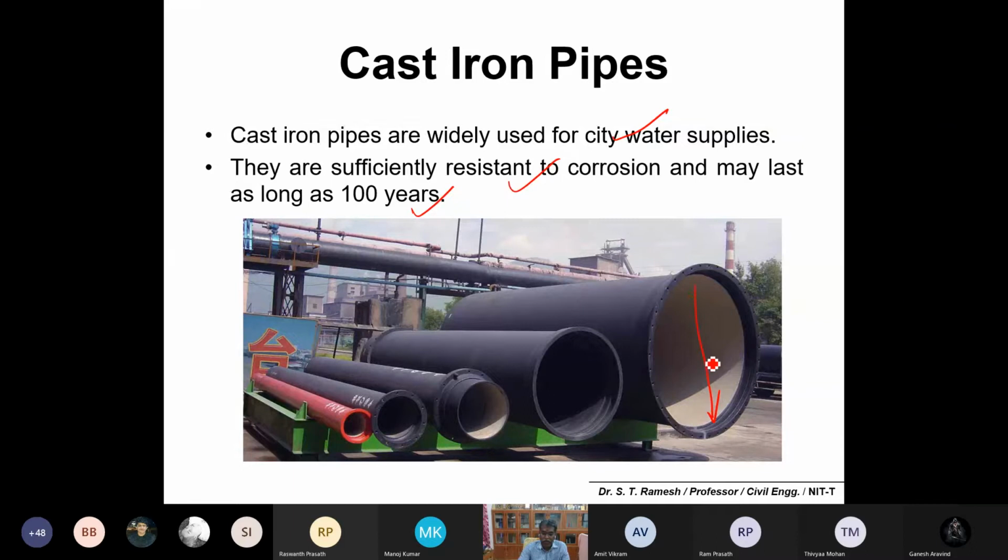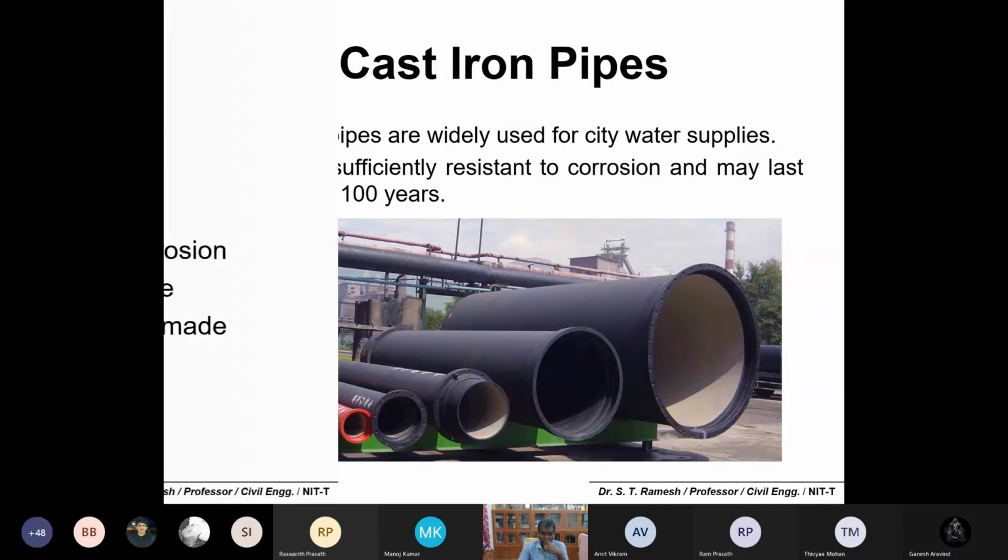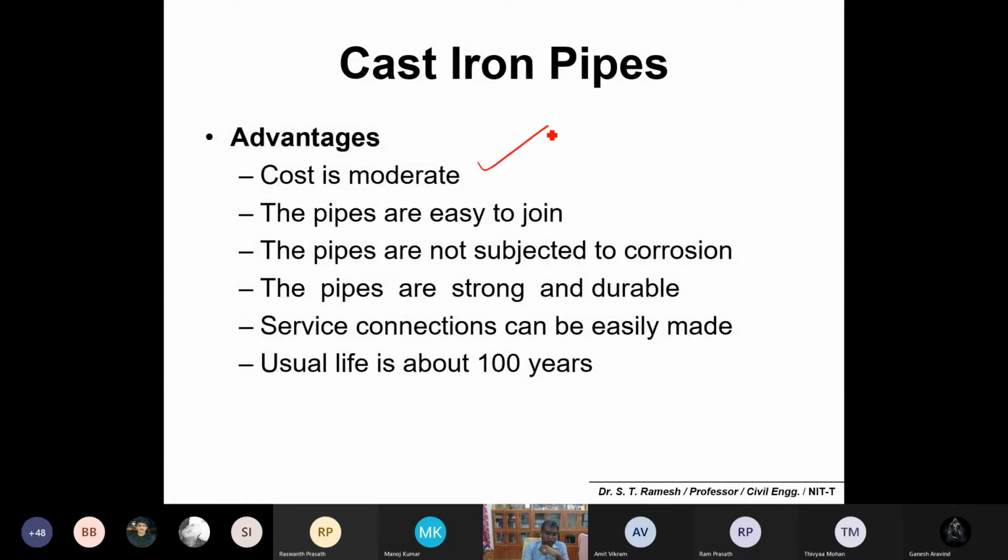You could be able to see now the different dimensions. That's the first important requirement. You need not necessarily have all the pipes with this diameter. Whatever you select will be available in different diameters. That's the first requirement of the pipes for a conveyance system. The advantages of cast iron are that the cost is very moderate, it is easy to join, not subjected to much corrosion, strong and durable, and service connections can be made easily.